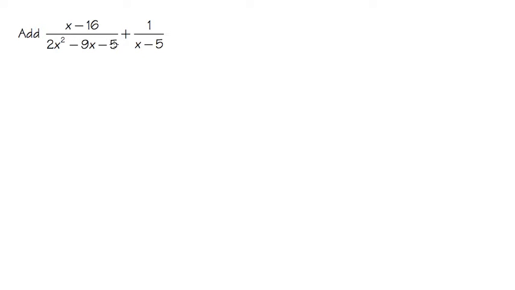We look at the denominator of this, which is 2x squared minus 9x minus 5. We need to factor this out first, and let me show you how to factor this on the side. 2x squared minus 9x minus 5. I will use the tic-tac-toe method to factor this out because this has three terms, right?